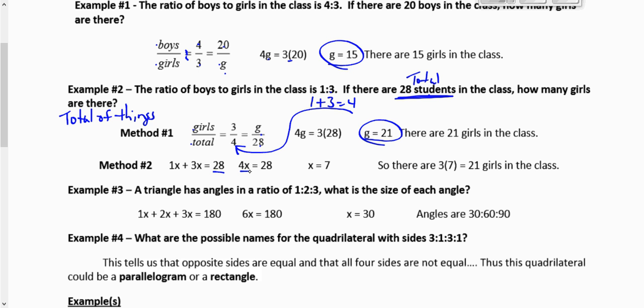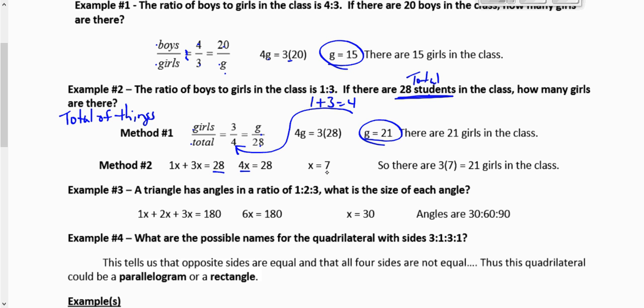Okay, so we're kind of back in the same boat, well, almost, that we were over there, right? Okay, so now divide both sides by 4. We get x equals 7. Now be careful. X is just the multiple. Follow me? That's not the number of girls. Which one of these represents the number of girls?